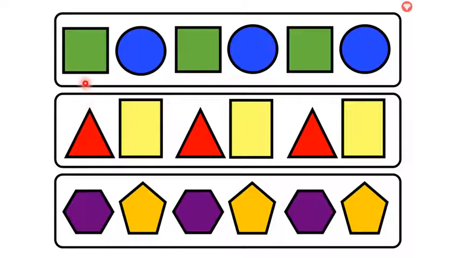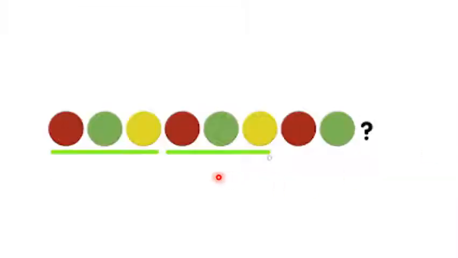In the next one, we've got triangle, rectangle, triangle, rectangle, triangle, rectangle. What about here? Well, this one is a hexagon, and this one is a pentagon, so let's use their colours instead. Purple, yellow, purple, yellow, purple, yellow. Next would be purple and yellow. Sometimes we'll have more than two things in a pattern. Here we go: red, green, yellow. Red, green, yellow. Red, green, yellow, you're right.